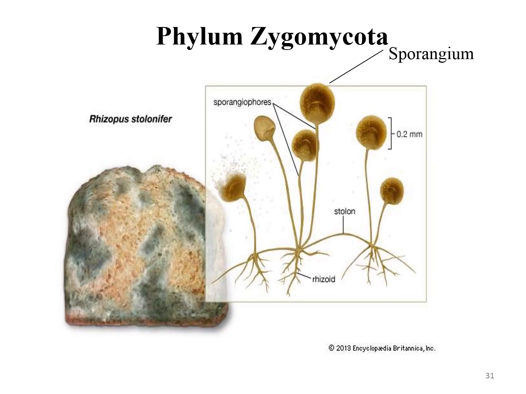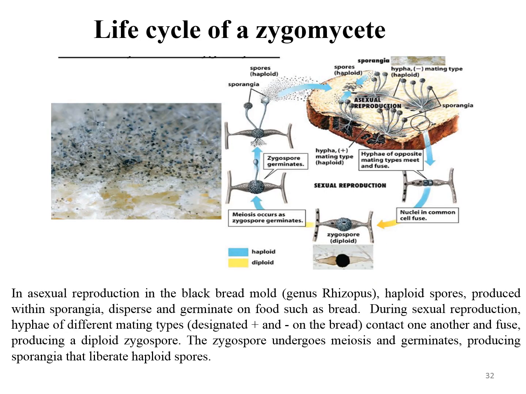This is the picture of Rhizopus, commonly known as bread mold. In asexual reproduction, the mold makes spores inside a sporangium by producing sporangiospores. Let's discuss the life cycle of zygomycetes. You can see in the picture, in asexual reproduction in the bread mold, haploid spores are produced within the sporangia. They disperse and germinate on the food such as bread.